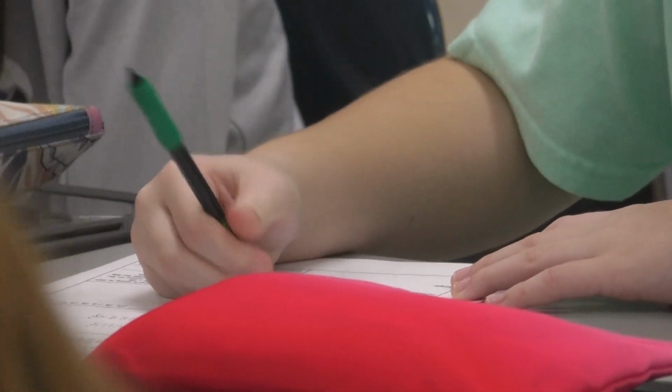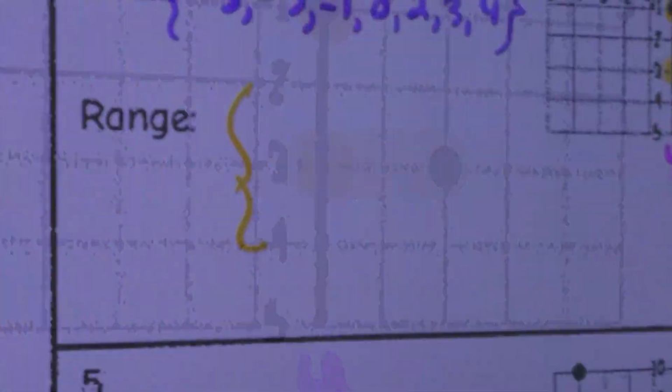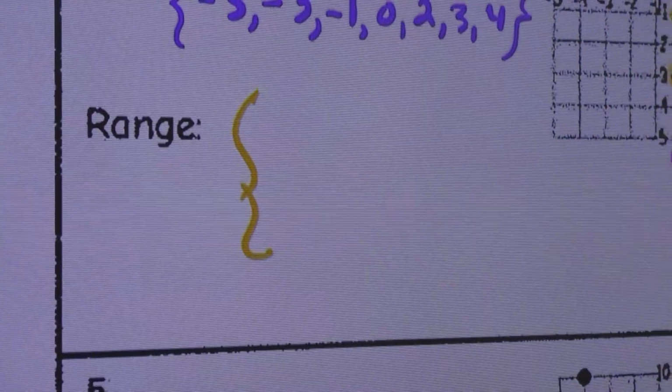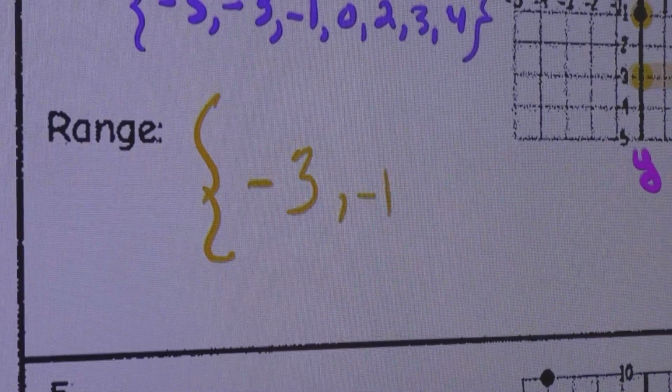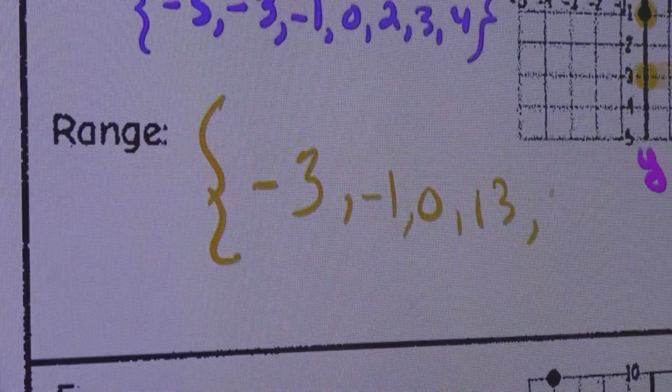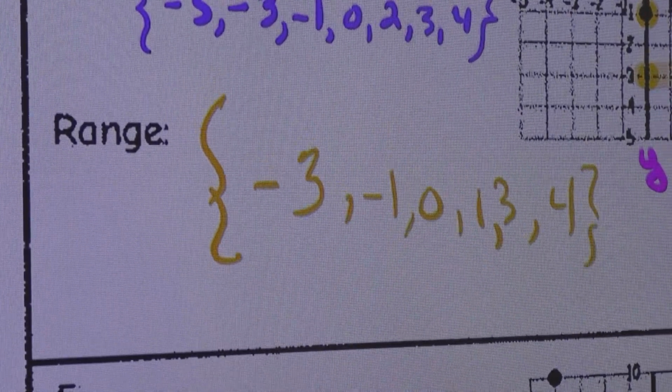And here we go. We're going to put our braces and list our range. So our range would be -3, -1, 0, 1, 3, and 4. What do you think?